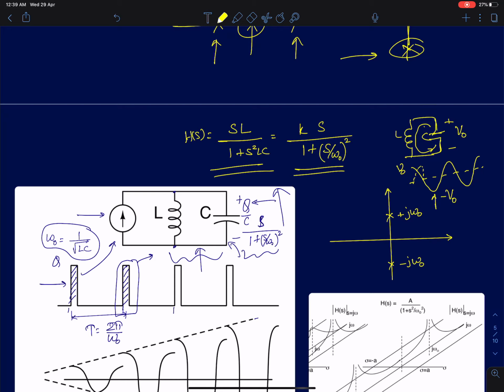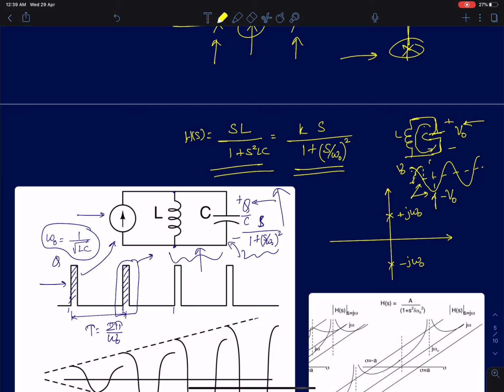Let's say we have an initial voltage V0 across the capacitor. Then the energy is going to switch back and forth between the inductor and capacitor. The capacitor voltage in the first half cycle will go from plus V0 to minus V0. In a quarter of a cycle, the capacitor voltage will go to 0. At that point, all the energy will be stored in the inductor as current. The inductor current will be at a peak value.